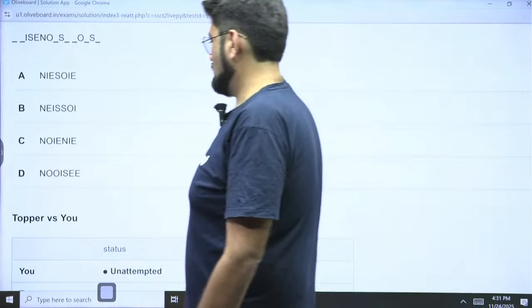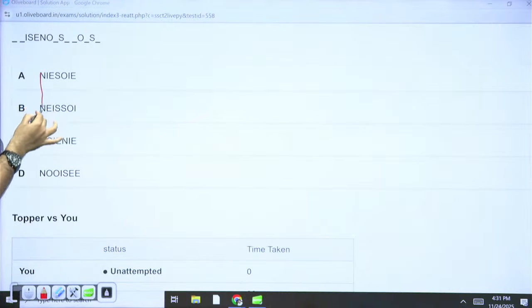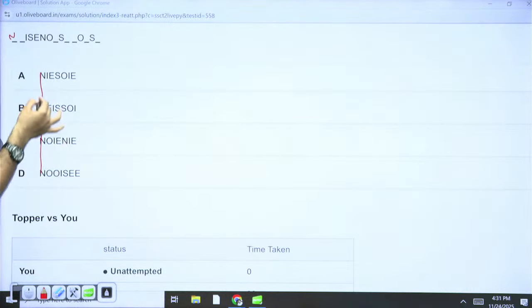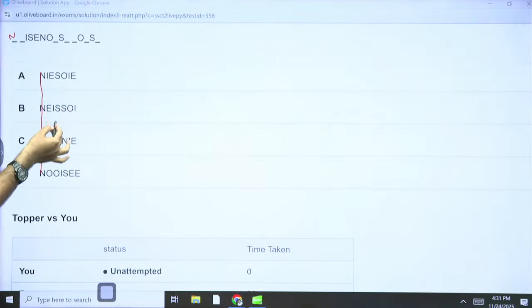Repeated letter series. Okay. Now, observe vertically. If I see the first letter is N, so this is N. Next one I, E, O. Third one E, I, O. Fourth is, okay, nothing else is repeating. Okay, now what is this?